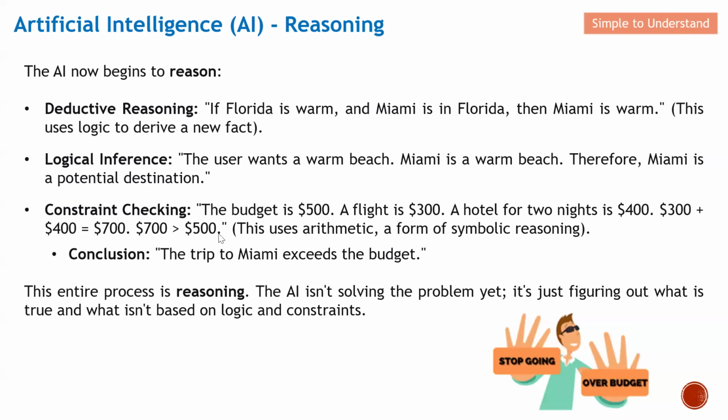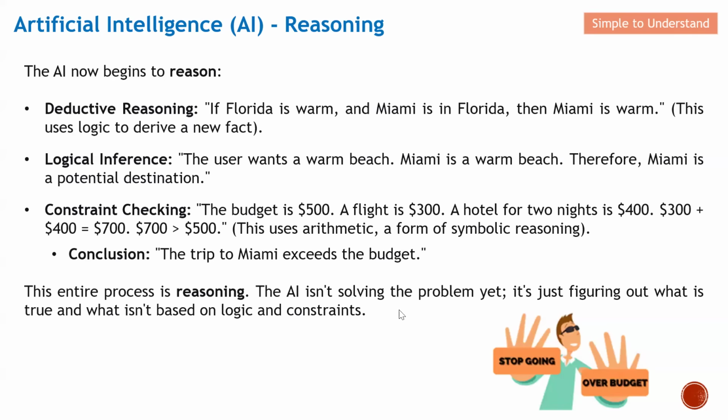But under the reasoning, it actually stops over here. It does all the logic, all the thinking, and then arrives at the conclusion that this Miami trip actually exceeds the budget. Therefore, we could not go to the warm beach based on this criteria here. Okay, so basically this is what it means here. This entire process is reasoning.